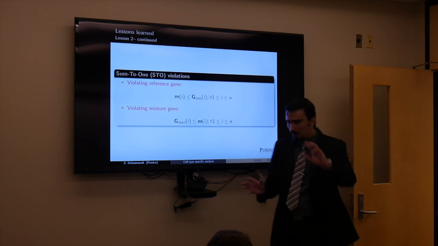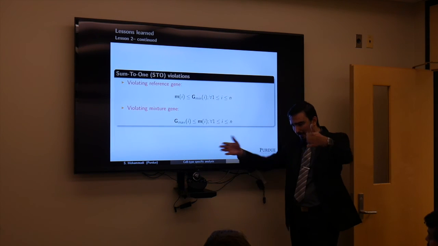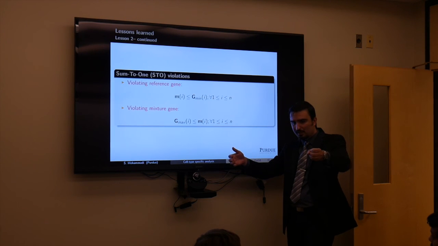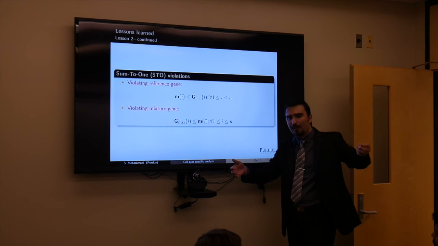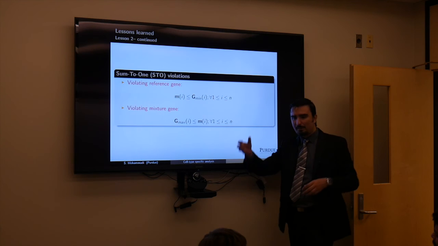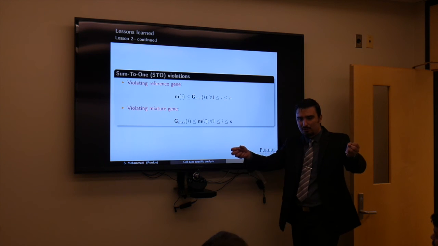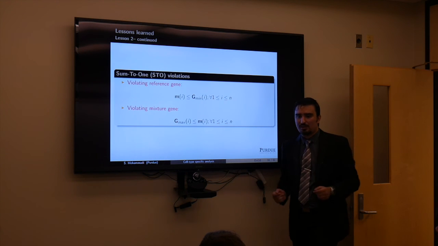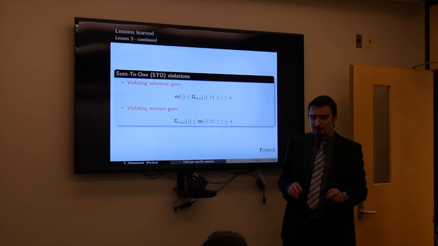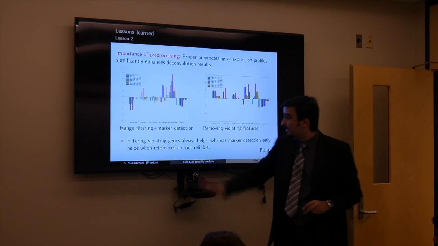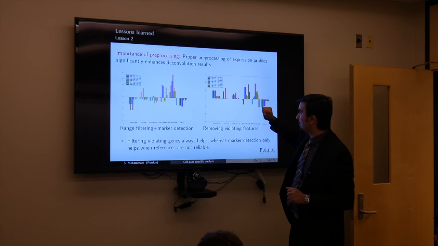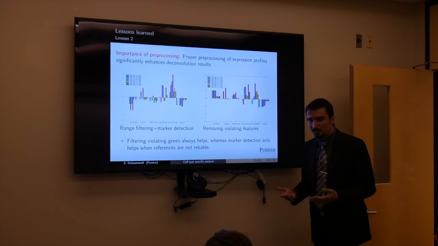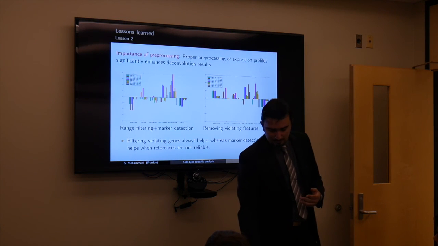We said we want the mixture to be represented as a convex combination of a bunch of genes. If the minimum of those genes is larger than the mixture, there is no way you can match that. And if the maximum is smaller than the mixture, there is no convex combination that can match that. If you remove those genes that are violating this, in almost all cases, except that one that I told you is highly overfitting, you get better results than what you were getting before.